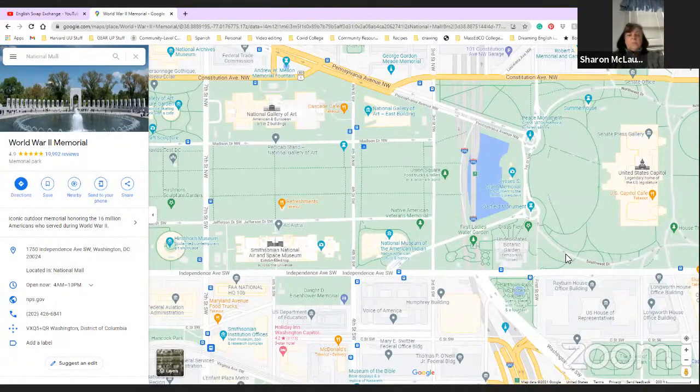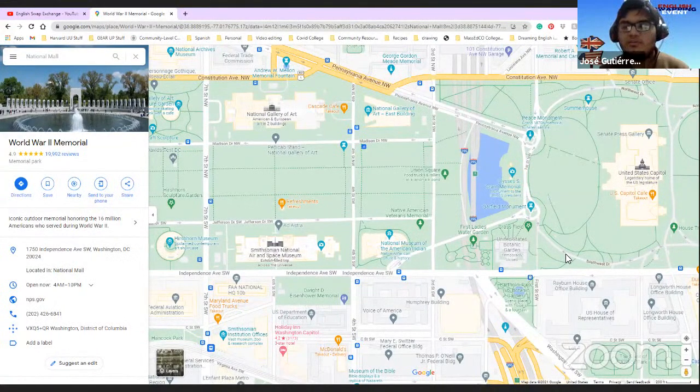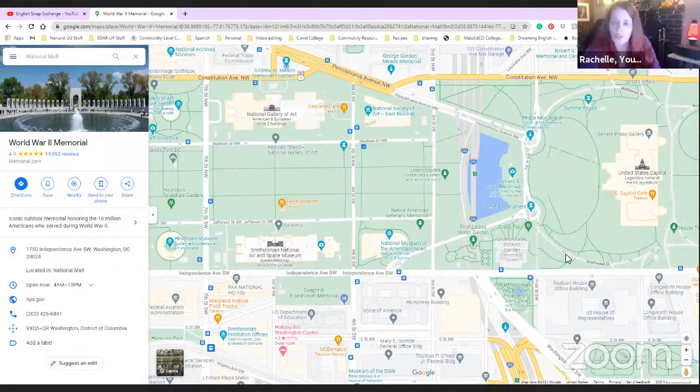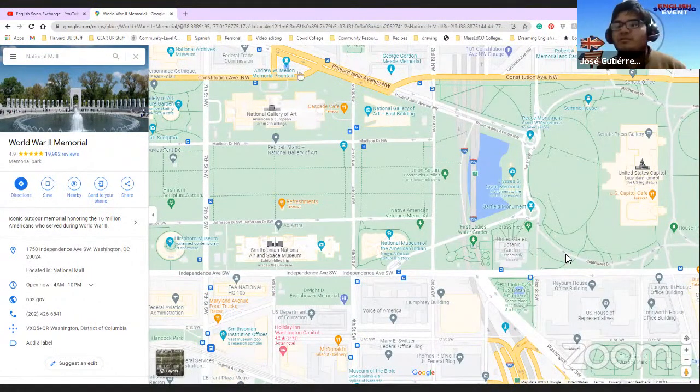Okay. So does someone have a question about these museums? Who would like to visit either Boston or Washington, D.C.? Yeah, guys, raise your hand if you want to visit Boston or Washington, D.C. in the future.